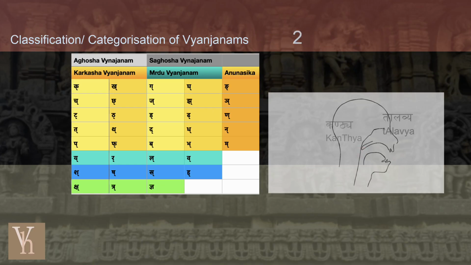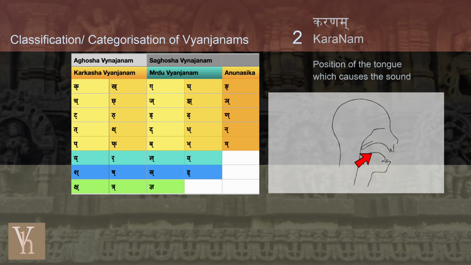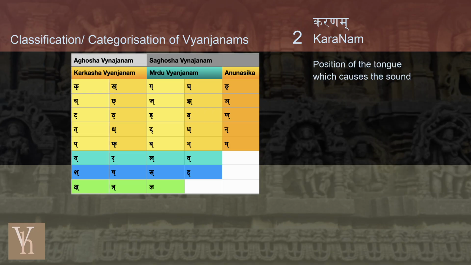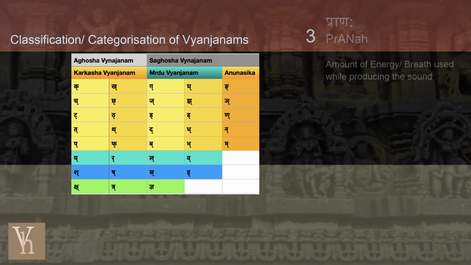The second category is based on the position of the tongue which causes the sound. For example, if the tongue is curled in or touching the roof of the mouth, it is Murdhanya. If touching the teeth, it is Dantavya, and so on. This category based on the position of the tongue is called Karanam. The third category is based on the amount of energy or breath used while producing the sound, Pranah.